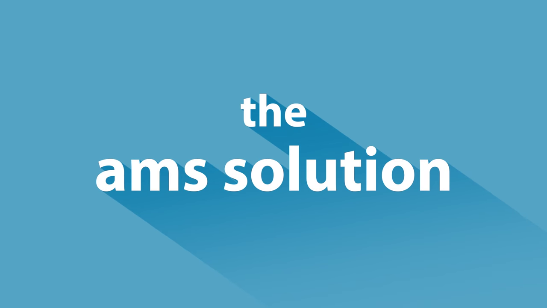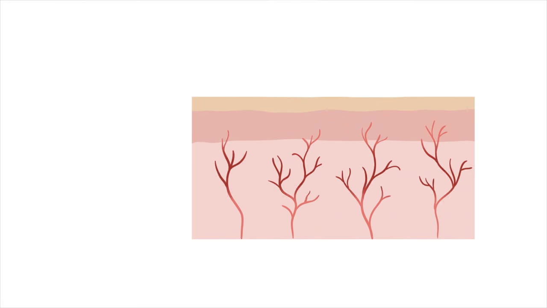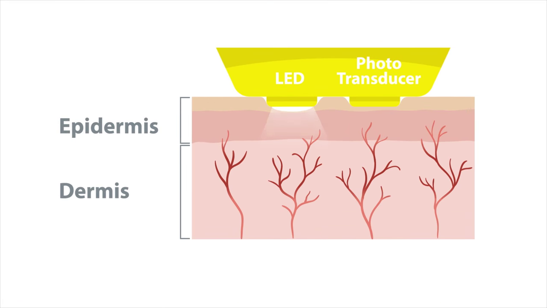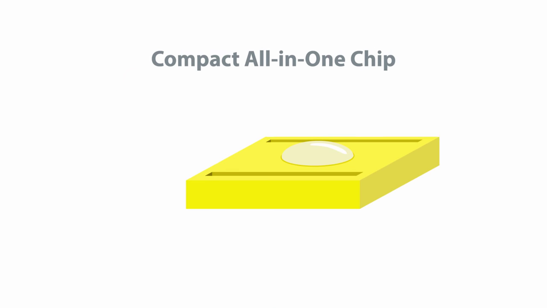How do AMS biosensors work? They use the photoplethysmography method to measure pulse rate by sampling light that is emitted from an LED and modulated by the pulsing blood vessels. The AS7000 is an all-in-one system on chip architecture, housed in a compact package.